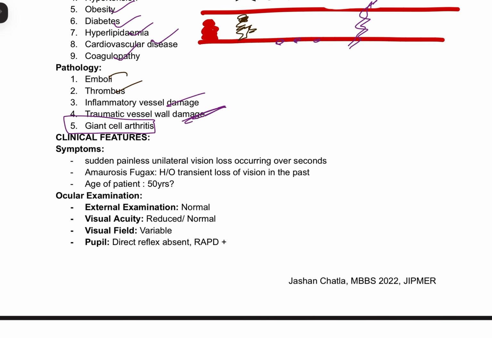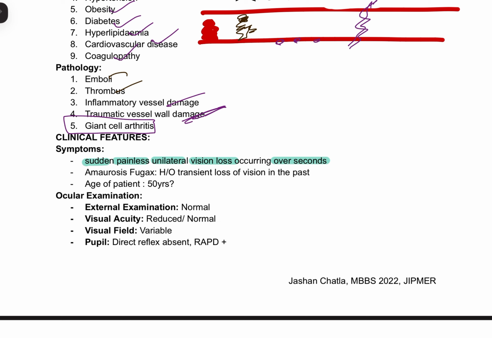Coming to the clinical features, the patient will be complaining of sudden vision loss, meaning it occurs over seconds. Painless, there is no pain. Unilateral vision loss. So sudden, painless, unilateral vision loss over seconds. You need to suspect retinal artery occlusion because it is an emergency.